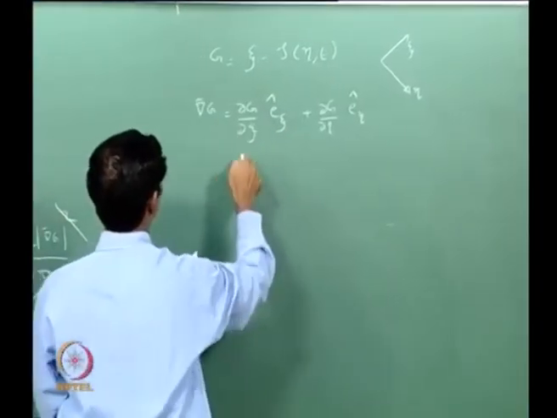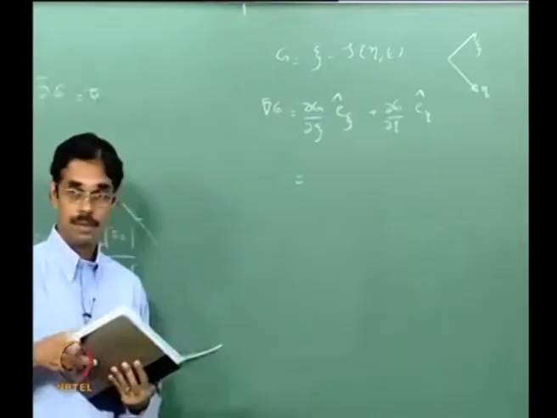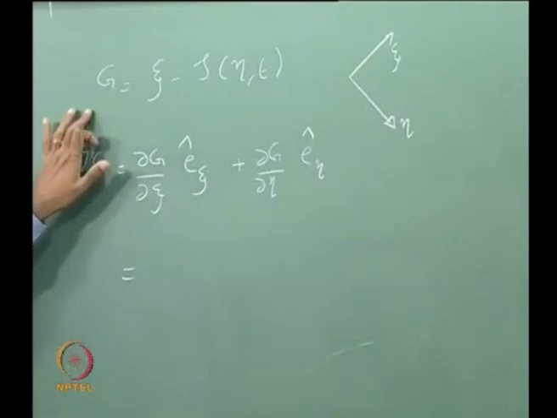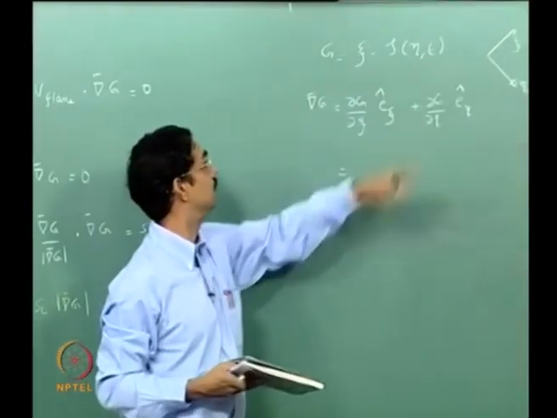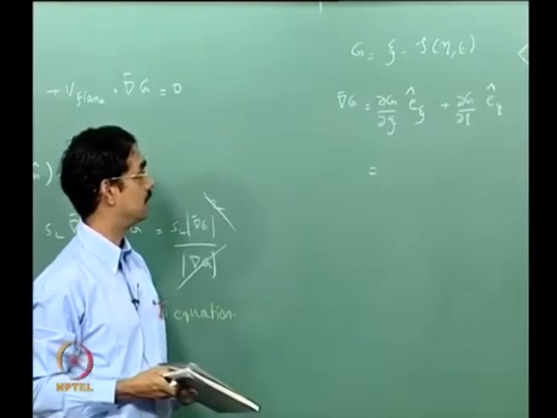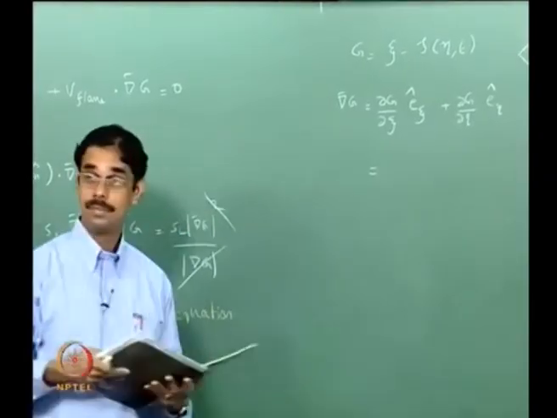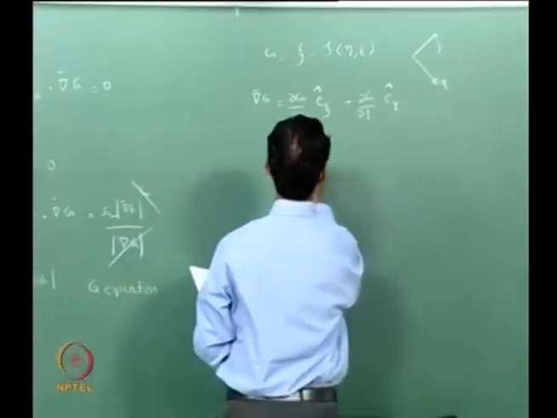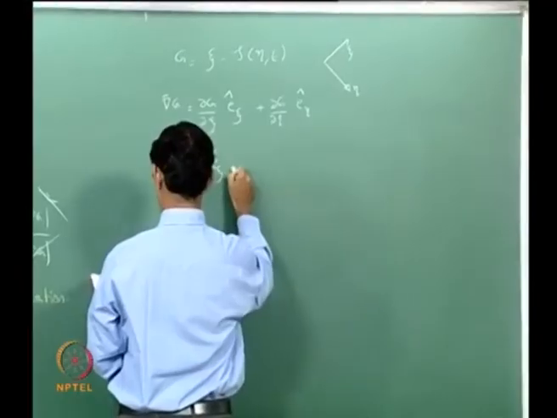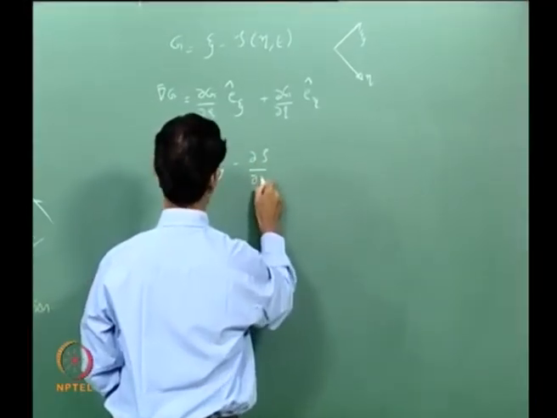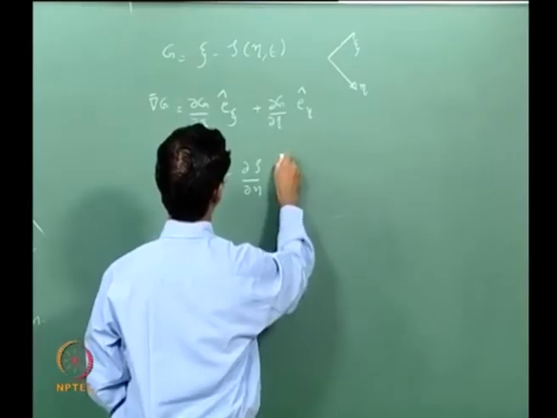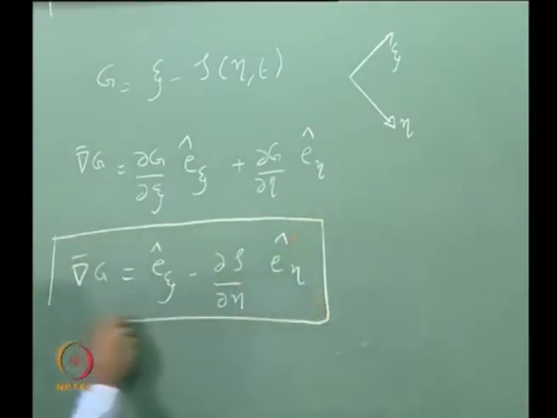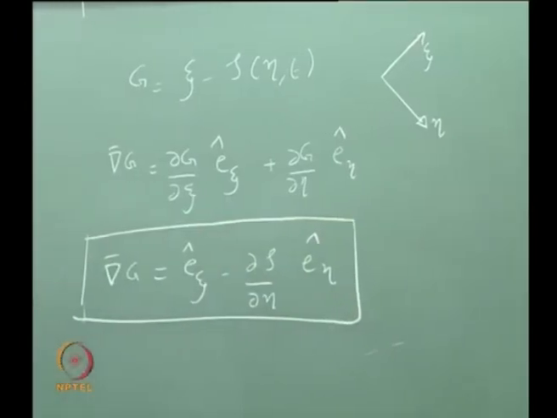So partial G by partial psi would be, what is partial G by partial psi from this? 1, and what is partial G by partial zeta, yeah. So this is the expression for del G. Is this okay? Straightforward.